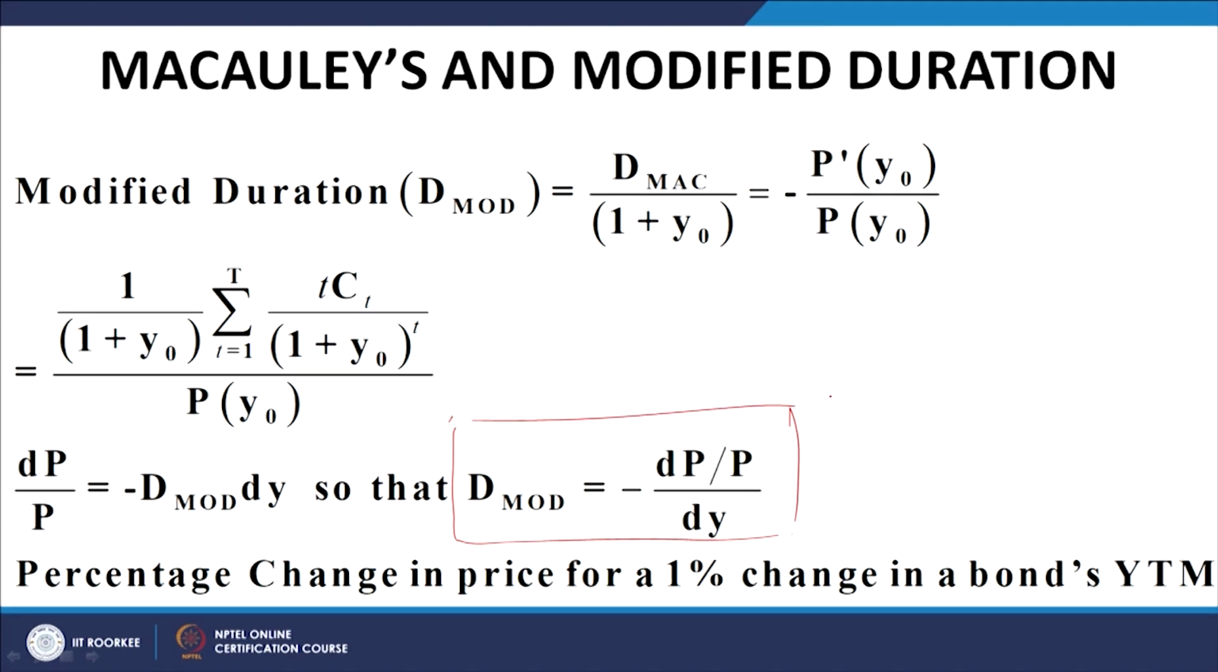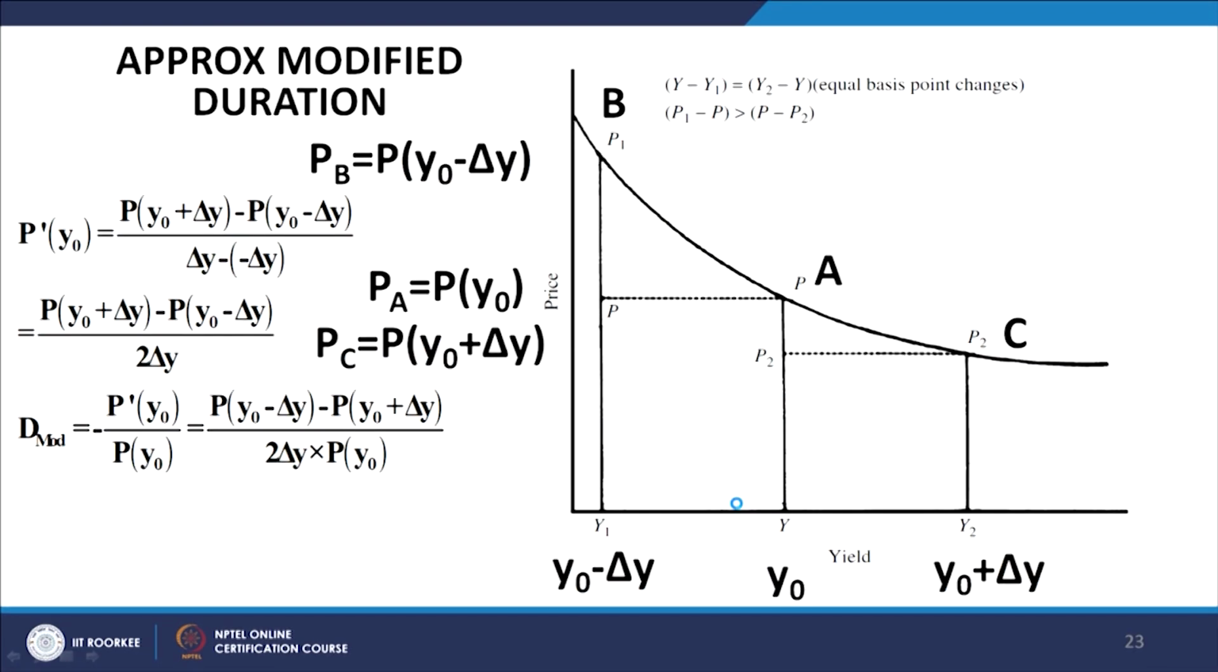I have enclosed it in a box. D mod is equal to minus P dash y upon P dash y dp upon dy, that is P dash y divided by the current price. So, this is the formula that is given here, minus P dash y upon P y. Substituting the value of P dash y, we get the formula that is on the right hand side of this equation.